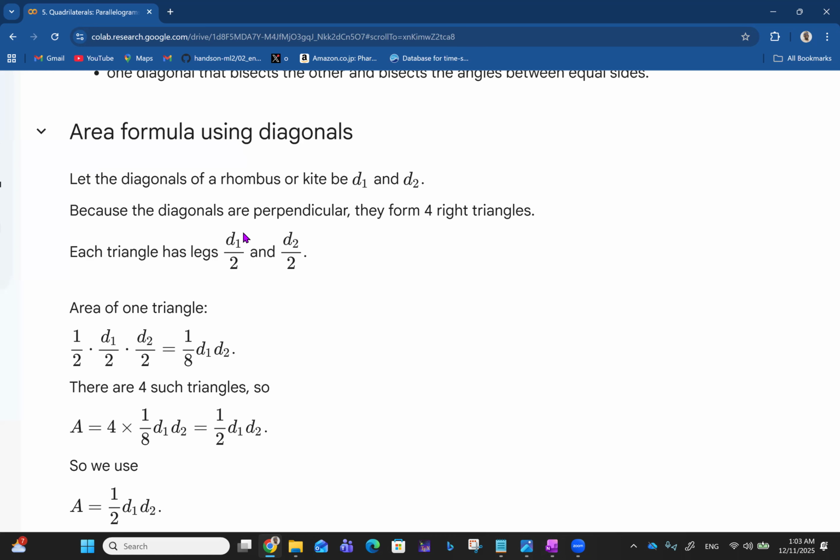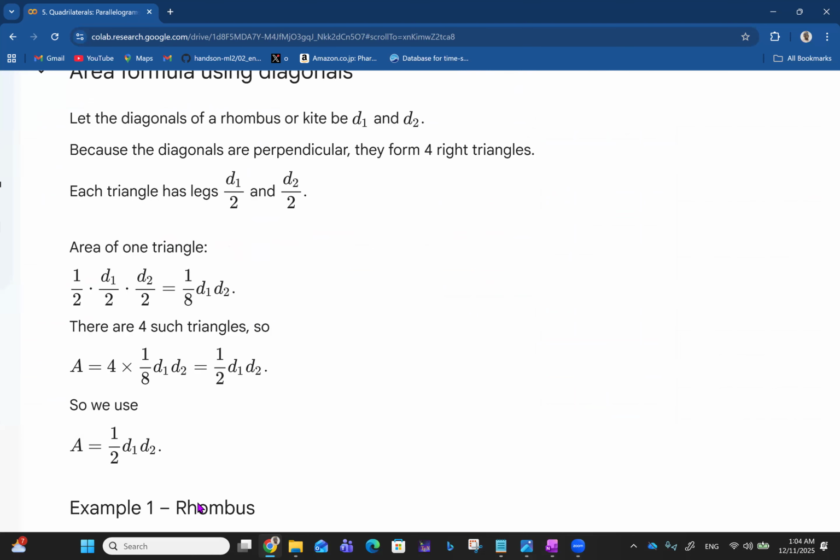Each triangle has legs D1 over 2 and D2 over 2. So the area of one triangle will be half base times height, so you have 1 over 8 D1 D2. There are four such triangles, so A is equal to 4 times 1 over 8 D1 D2. So that's 1 over 2 D1 D2. So we use area is 1 over 2 D1 D2 for both rhombus and kites.